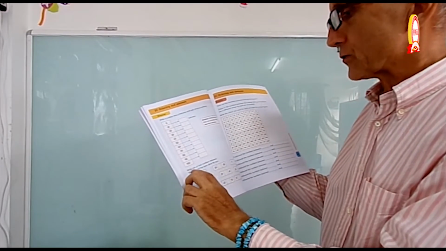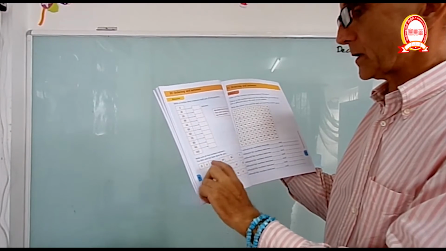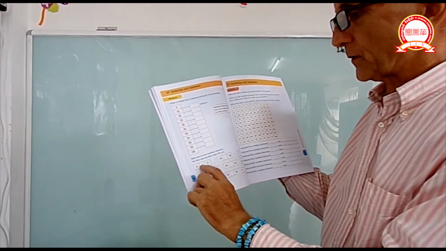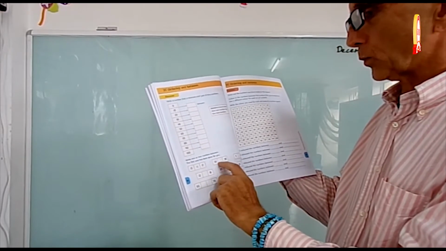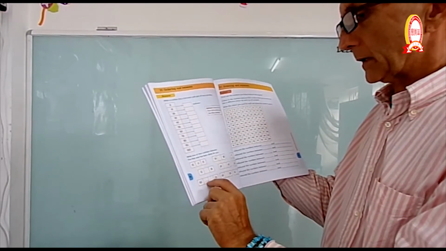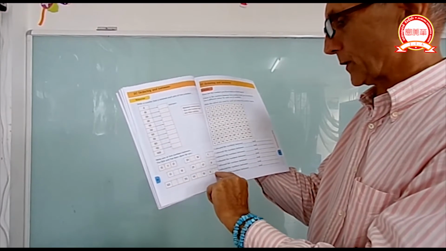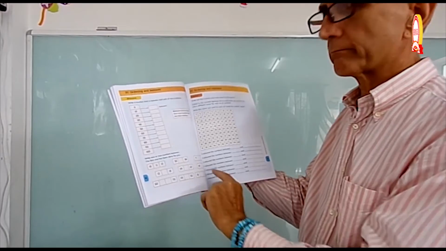Now here it says write one or two numbers between. The first one has been done for you. So here is a number 16 written between 15 and 17. You do the same for all of these others. You write a number that goes in between. And in this case, you write two numbers that go in between. And this one also, you write two numbers that go in between 10 and 20.